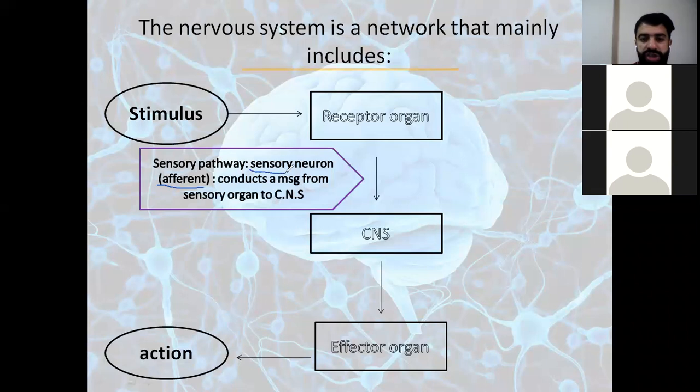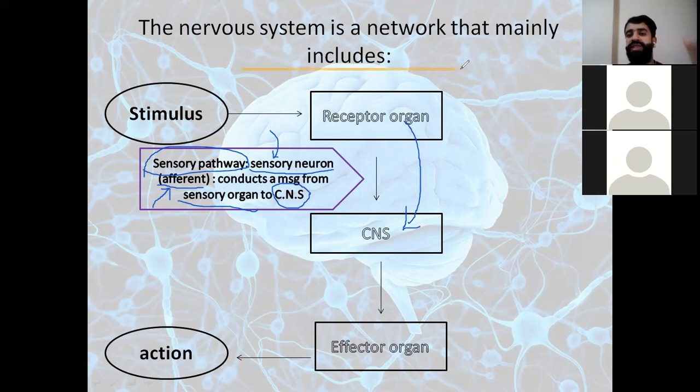So you have to pay attention to the first taxi. This taxi is called the sensory neuron. It carries a message from the sensory organ toward the central nervous system. So this is the first type of taxi. It's called the sensory neuron, or it has another name. It's called afferent neuron. It's responsible for the sensory pathway. What does it do? It carries a message between the receptor organ or the sensory organ and the central nervous system. So this is the first taxi.